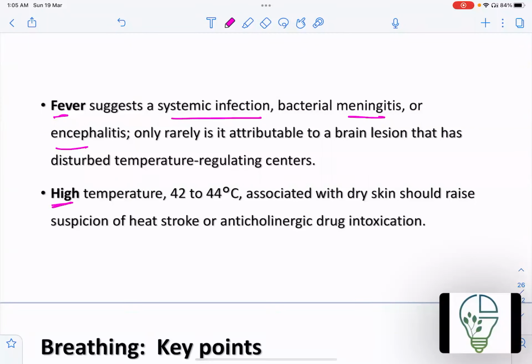High temperature, if it's associated with dry skin and the temperature outside is also very high, for example, in the hot season, etc., the immediate suspicion is something like a heat stroke. So you must be able to correlate the etiology with the environment, the presentation, and the vital signs itself.